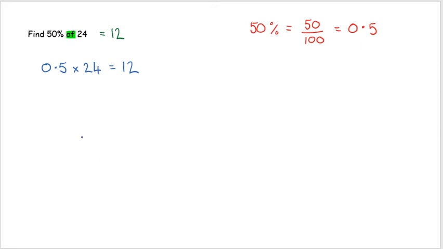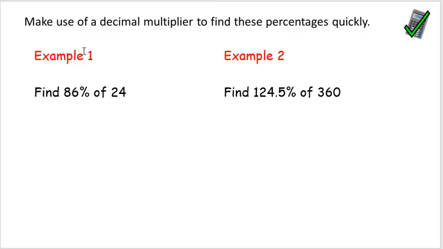Now we'll look at a few examples where a multiplier is really going to help us out, make things a lot more efficient. So example 1, we want to find 86% of 24. Now recognise that 86% is not a simple percentage to find out. So we would have to do a selection of steps to work out 86%. However, with a multiplier, we're going to make things a lot easier.